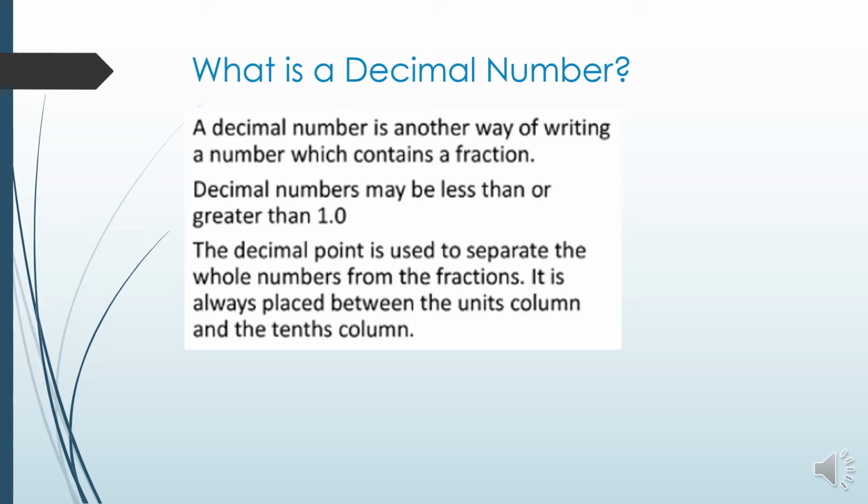Then a decimal number is formed from a whole part, a point, and a decimal part. Like this number, 23 is the whole part, the point is the decimal point, and the 6 is the decimal part. Excellent.